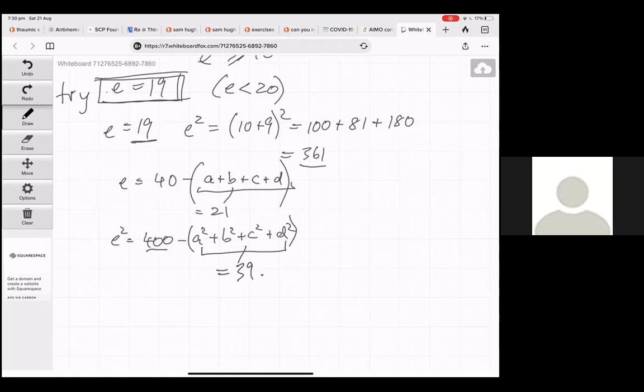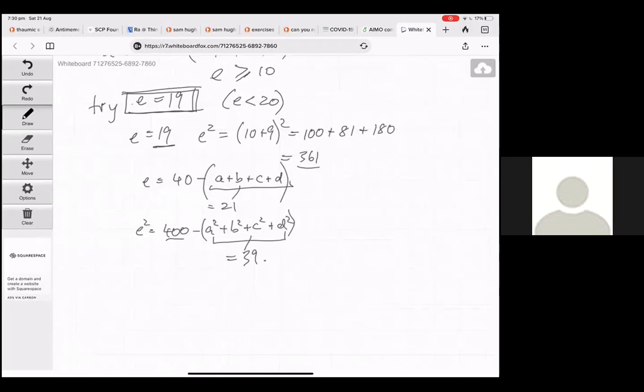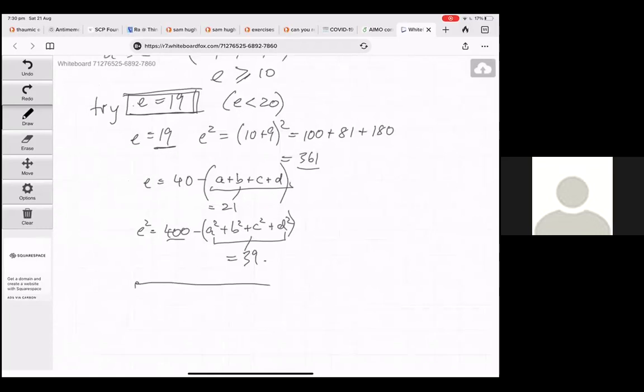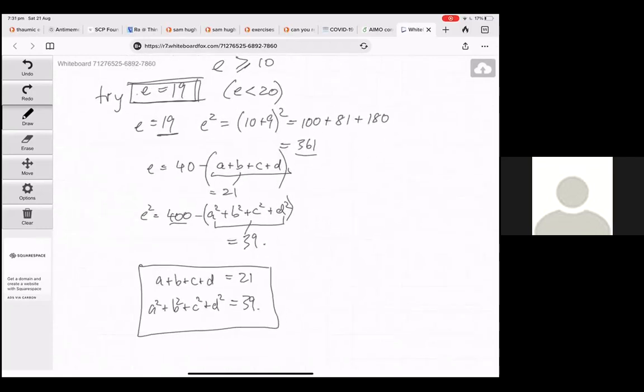So what can we do? Okay, let's just write these out to know what we're working with here. We've got that A plus B plus C plus D has to be 21, and the sum of the squares has to be 39. We want to see if we can find values of A, B, C, and D that give this to us. So is that possible?